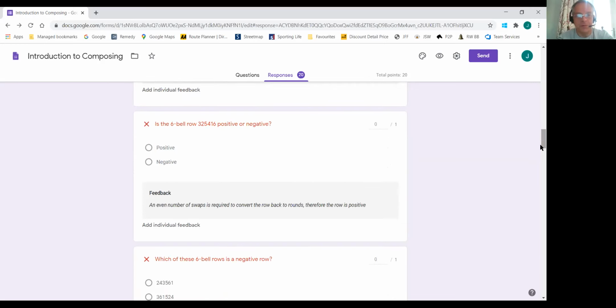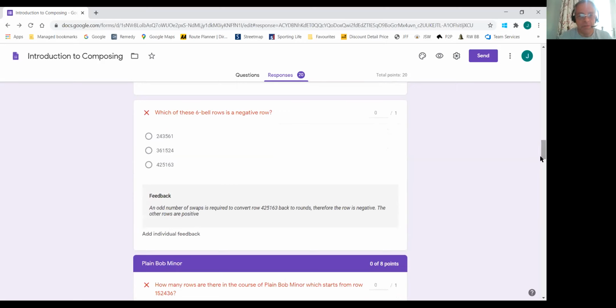Working out whether a row is positive or negative. A reminder that you need to work out how many swaps are required to get back to rounds. So in this case, a couple of swaps are necessary, because you could swap 1 and 3 and then 5 and 3, for example. So that would be 2 swaps to get you back to 1, 2, 3, 4, 5, 6. Therefore that row is positive.